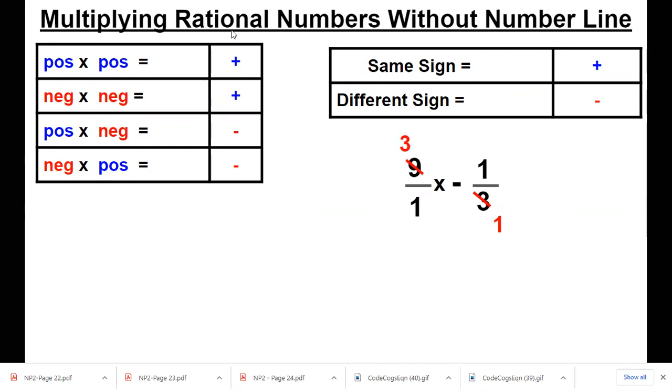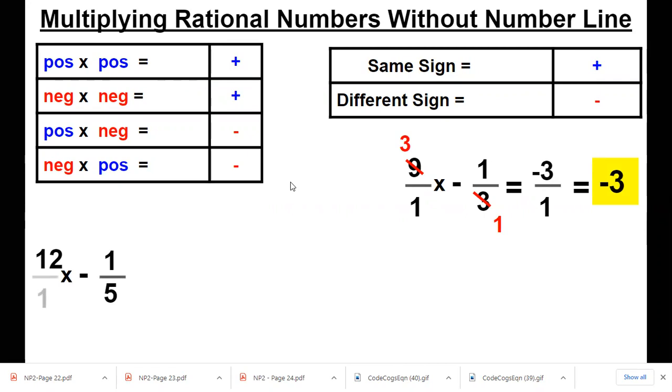Now I'm just going to multiply across the top. A 3 times a -1 and a 1 times a 1. So 3 times -1 is -3. 1 times 1 is 1. -3 over 1 is really the same as -3. Okie dokie, let's do one more here. 12 times -1/5. Pause the video, try this. Come back, see if you got it right.